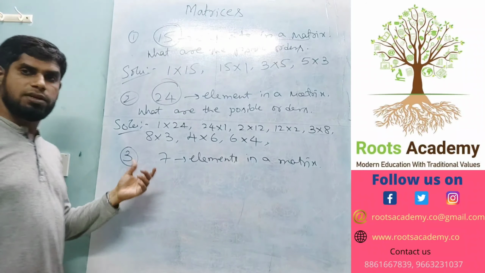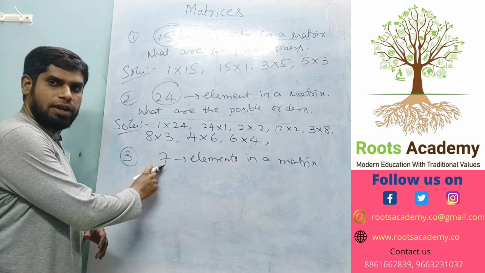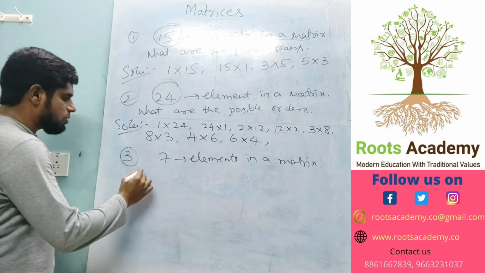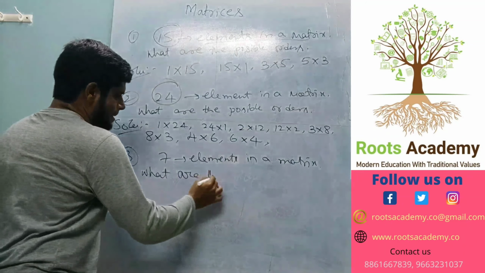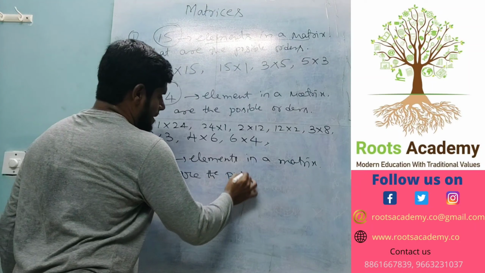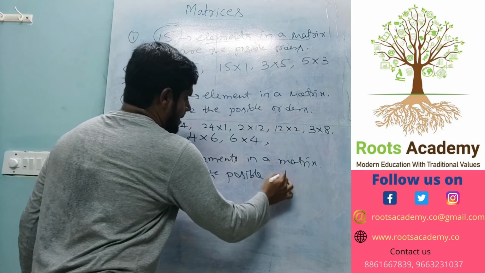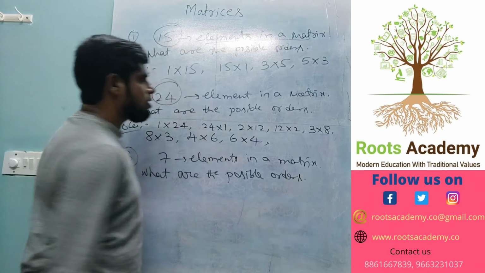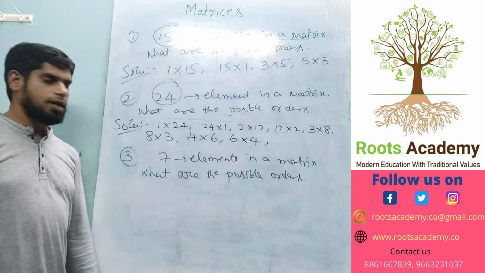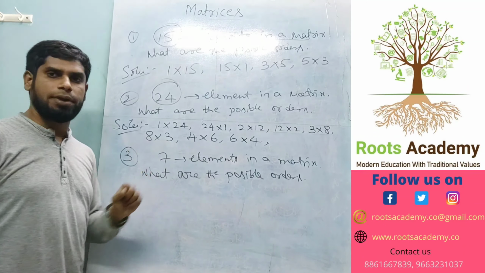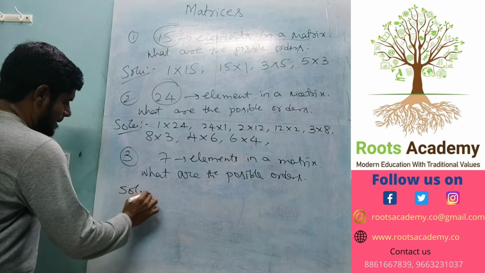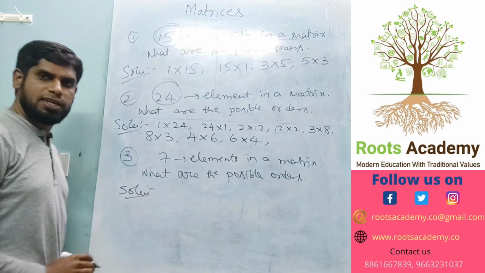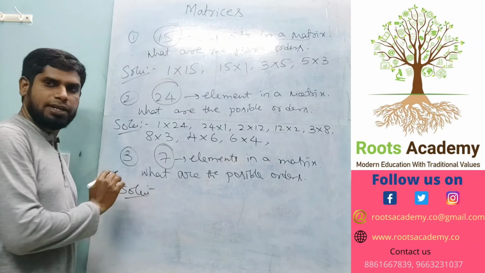I have a matrix with just 7 elements. Then what are its possible orders? What are the possible orders? Let us see how many orders can be formed here with just 7 elements in a matrix.